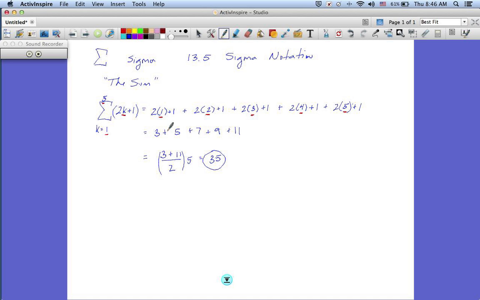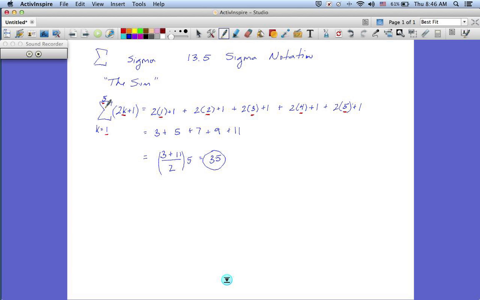Of course, this is short enough you could have physically added them yourself. 8 and 7 is 15, and 9 and 11 are 20. 20 plus 15 is 35. But the fact being, if you have a formula to use, you're going to want to use it, because I could have had k going from 1 to 1,000, and then you're not going to want to add them by yourself. You're going to want to use the formula.